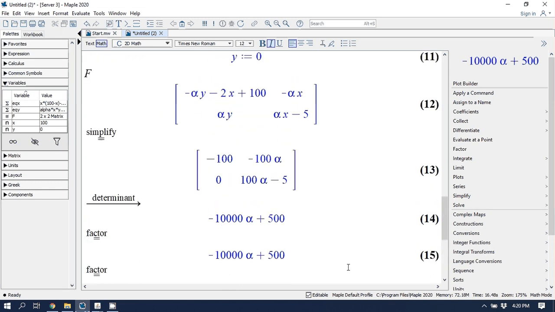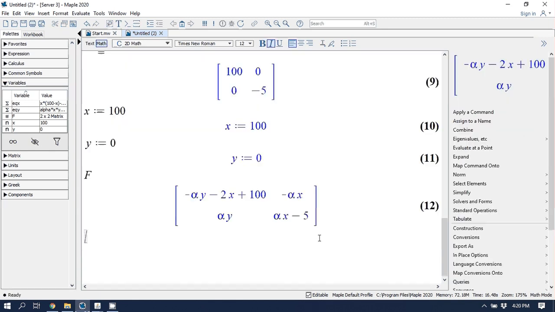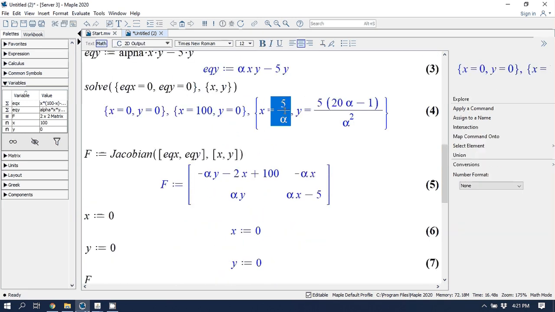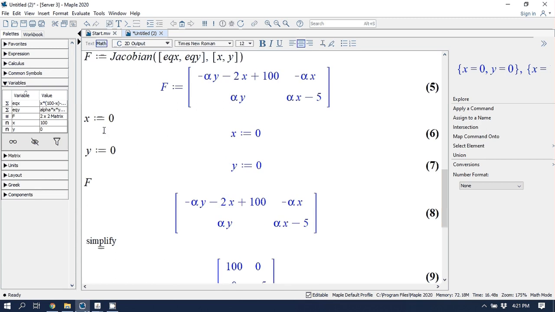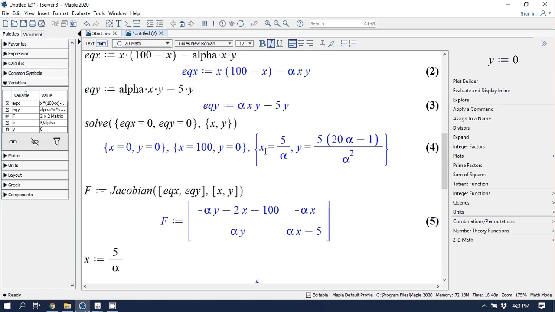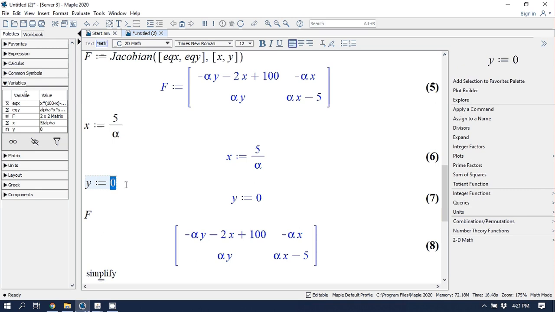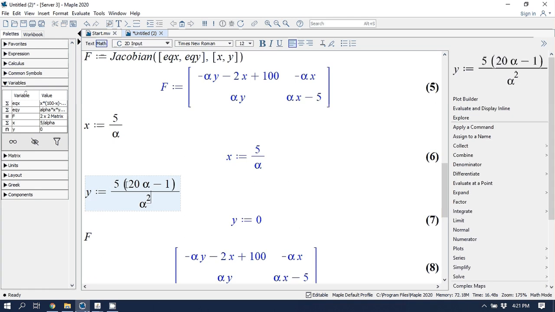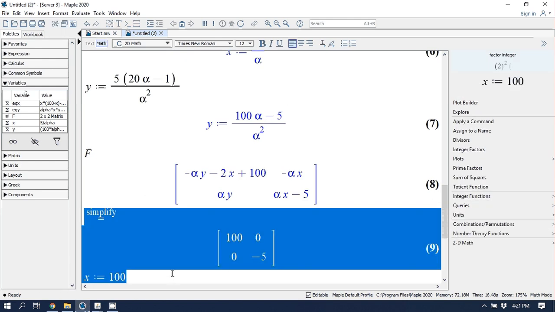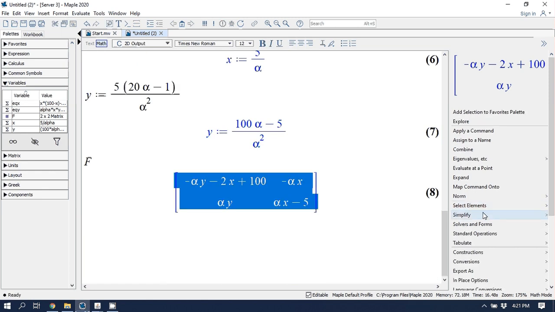Okay, let's go up here, and now I'm going to erase this stuff, and then let's assign the last equilibrium point, and we can copy and paste. So we're going to assign x to the value 5 over alpha, and y the value 5 times the quantity 20 alpha minus 1, over alpha squared. Let's compute again the determinant, the Jacobian. Let's get rid of that, highlight and simplify.